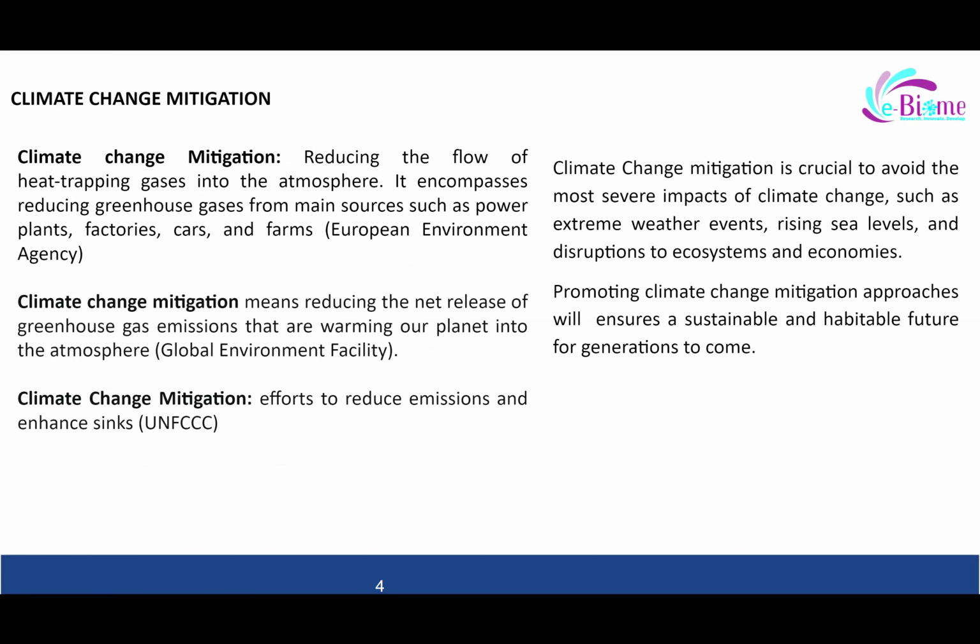So we looked at climate change mitigation in the previous presentation, where we said that it is reducing the flow of heat-trapping gases into the atmosphere. What that means is that we are trying to prevent the release of greenhouse gases, which are carbon dioxide, methane, nitrous oxide, and the rest. We are preventing the release of those into the atmosphere, and at the same time generating sinks that are able to absorb these particular greenhouse gases.